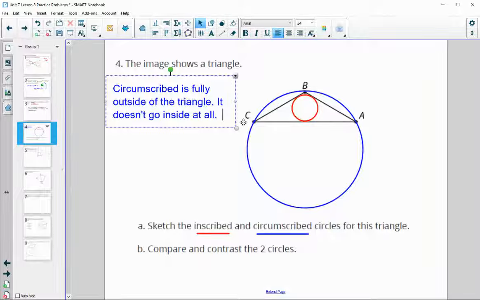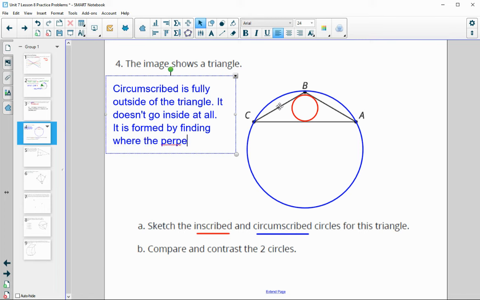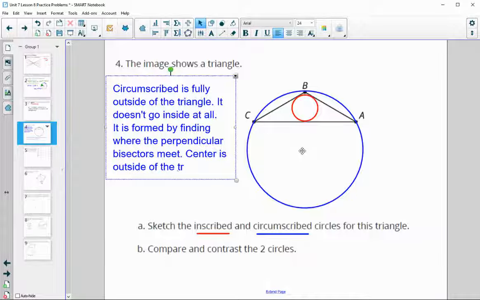We find the circumscribed circle by where the perpendicular bisectors meet. And so that makes the center of your circle, which in this case is outside of the triangle. The center of this circle could be inside the triangle if it was acute, or on the triangle if it was right. In this case, it's outside. And then it's also a larger circle in this one.